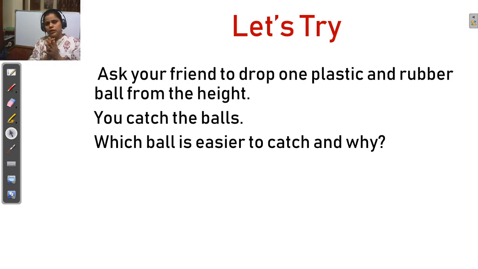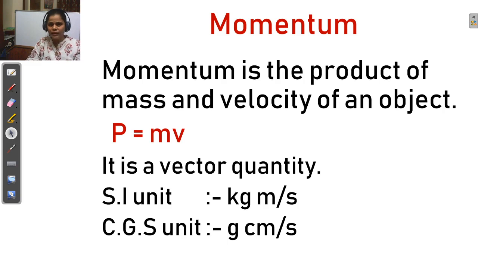So students, when two objects strike one another, the effect of the force depends on both mass and velocity. The property that is related to mass and velocity is termed momentum. So let's see what momentum is and the definition of momentum.